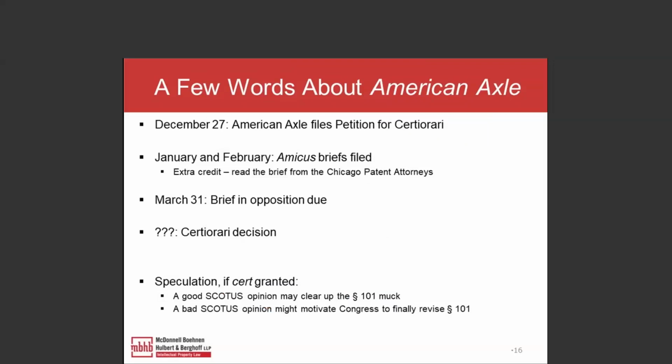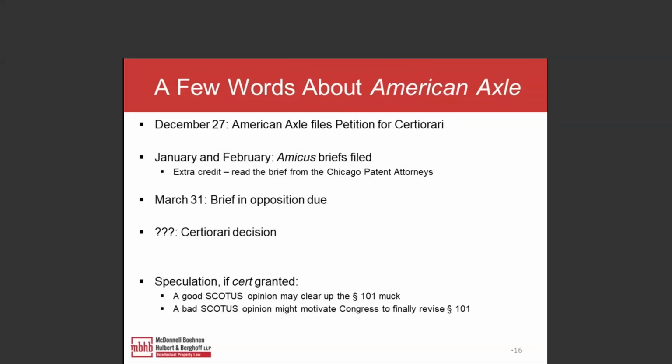I think the count is 5 so far. And if you want some extra credit, read the brief from the Chicago patent attorneys, because that was written by myself and my colleagues. And we brought up a number of issues with the panel decision, including the fact that we believe if the panel decision were applied to certain fundamental inventions like the light bulb and the telephone, those inventions would also be ineligible. So therefore, we think that if the American Axle law stays, virtually any invention can be argued to fail the 101 test, which is a bit silly.